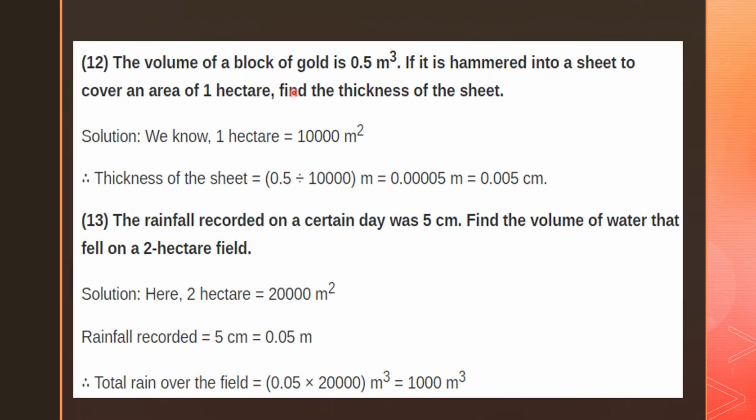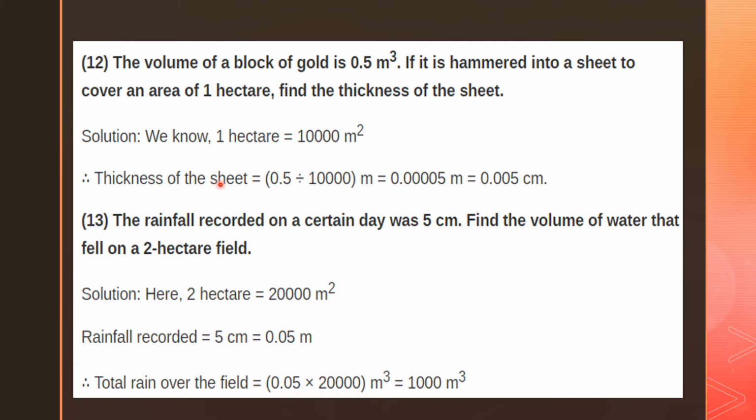The volume of a block of gold is 0.5 meter cube. If it is hammered into a sheet to cover an area of 1 hectare, find the thickness of the sheet. So here a block of gold is given. It has been hammered to some thickness to make it a sheet. We are going to find the thickness of the sheet and the area of the sheet is given. So what must be the thickness if the gold covers 1 hectare area? So you know 1 hectare is 10,000 meter square. Then how to find the thickness of the sheet?